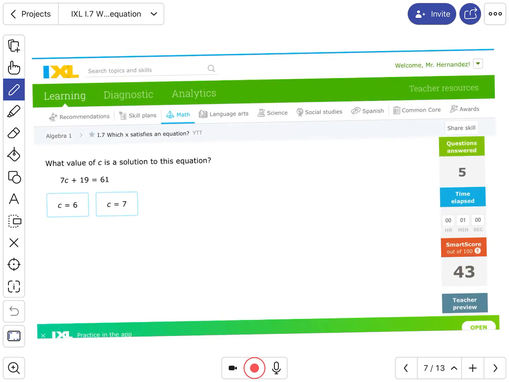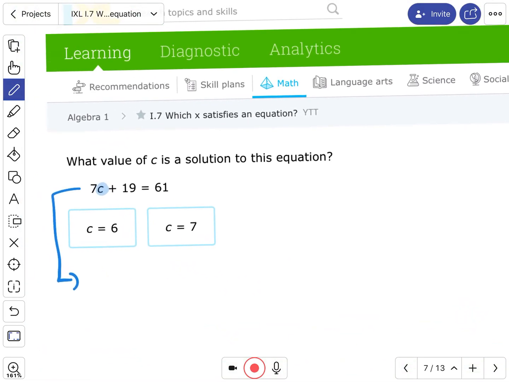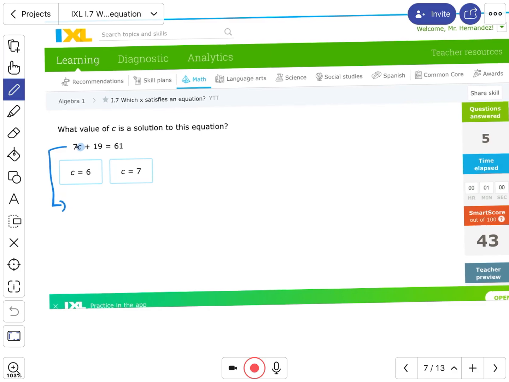Okay, let me skip over that. This is a good one. So whenever you're writing these equations, highlight the variable, okay? Because that is what you're going to replace. So instead of 7c, well, notice that 7 and c are right next to each other. So we would call these multiplying. So you could put a dot right between them.